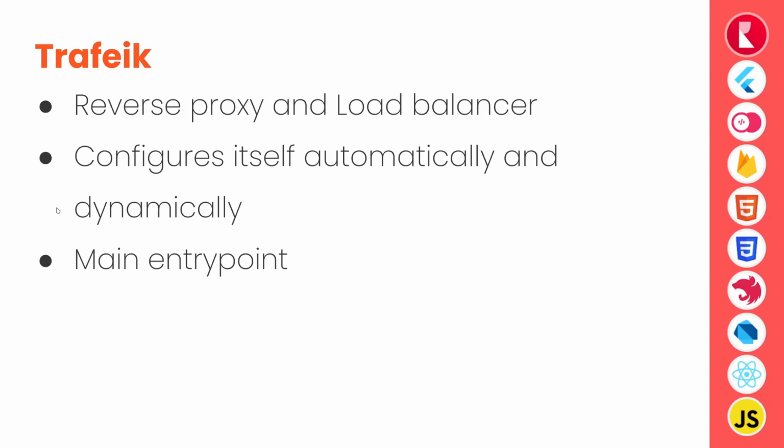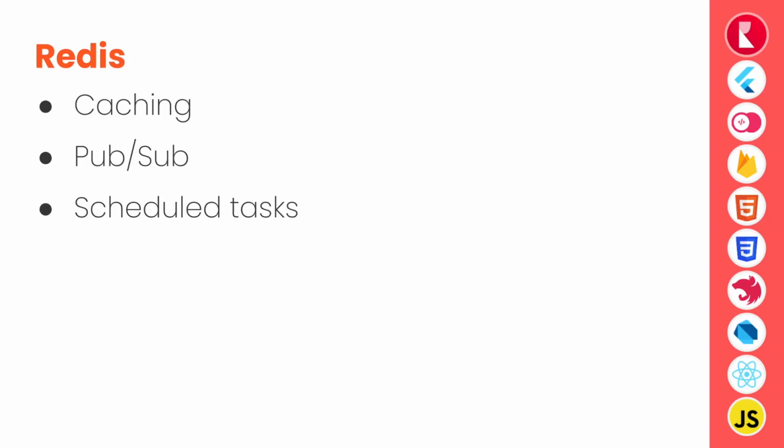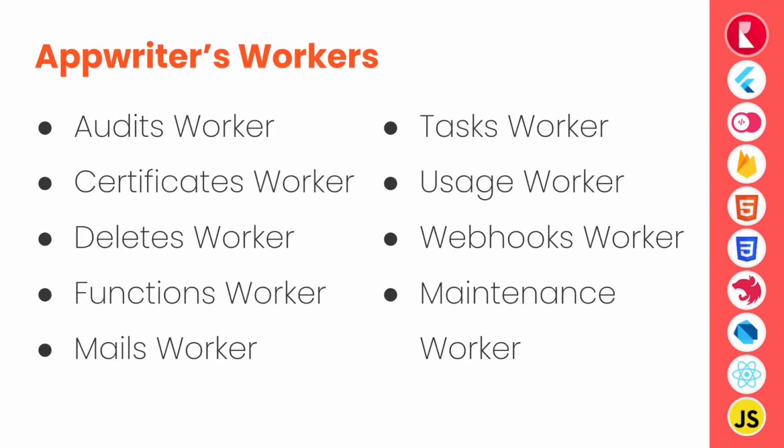Next, Traefik. Traefik is a modern day reverse proxy and load balancer that we use. It configures itself automatically and dynamically. It integrates perfectly with your existing stack, and it is the main entry point for any request coming from outside of Appwrite. Next, Redis. Redis is an in-memory database, and we use Redis in Appwrite for caching, PubSub, and scheduled tasks, any scheduled future tasks that Appwrite handles.